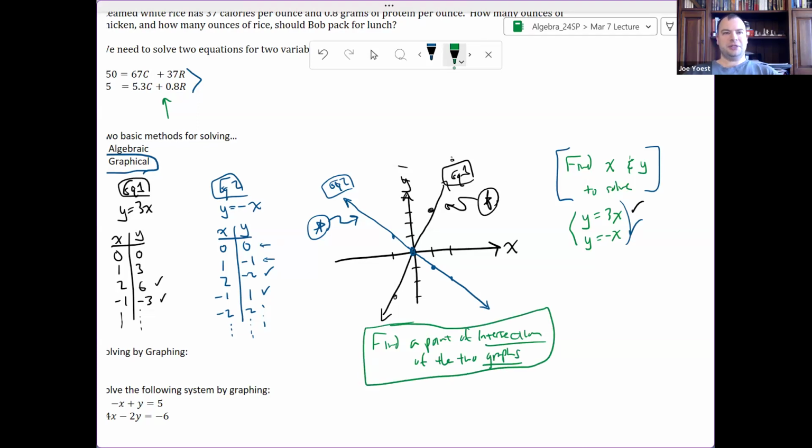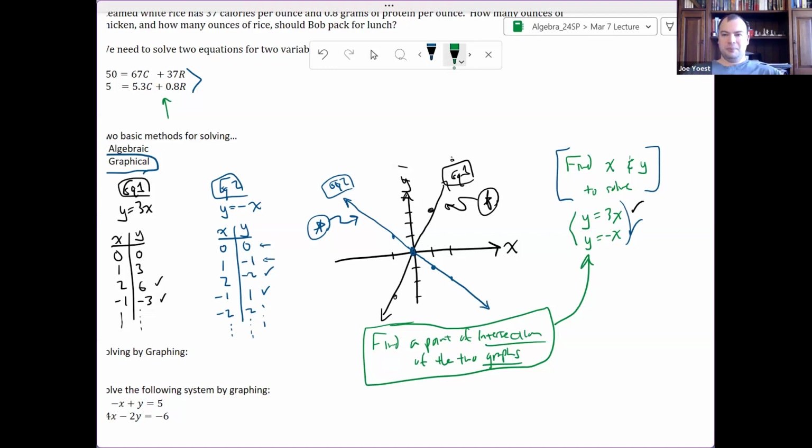I'm looking for where these graphs intersect, where these two lines share a common point. That point of intersection will be an algebraic solution. Why is that? Because that ordered pair is on the graph of equation 1, which means it's a solution to equation 1, but it's also simultaneously on the graph of equation 2, which means it's a solution to equation 2. So we have found an ordered pair that solves both equations for that same choice of x and y.